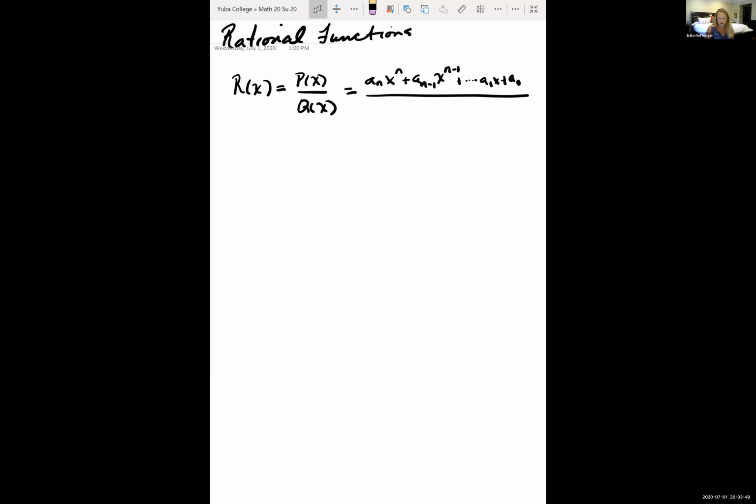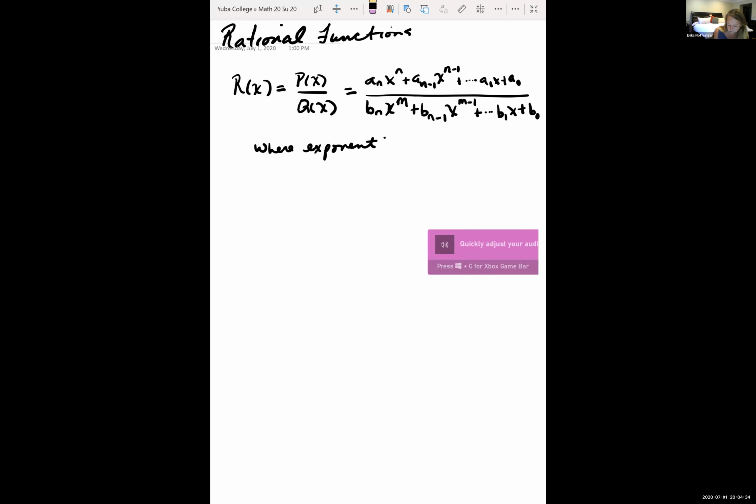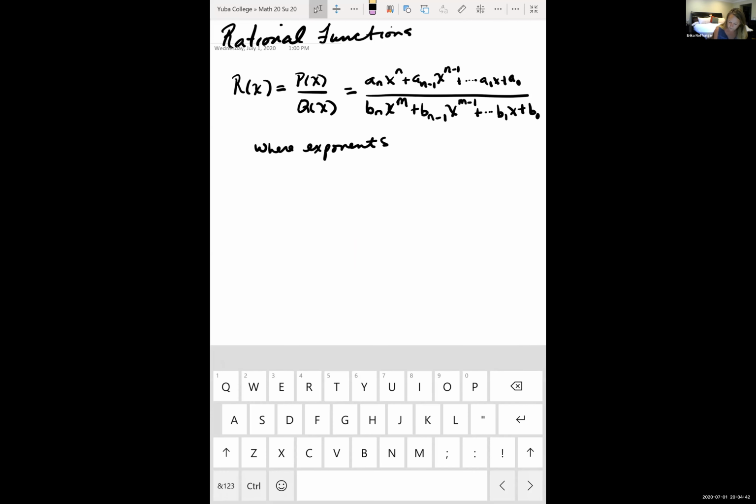Let's do the same thing. Q of x is a polynomial, so just by that definition, you have b sub n x to the n. Actually, we don't know that they're the same, so let's say m here. Plus b sub m minus 1 x raised to the m minus 1, plus dot, dot, dot, b sub 1 x plus b sub 0. And the values of our exponents had to be positive integers.